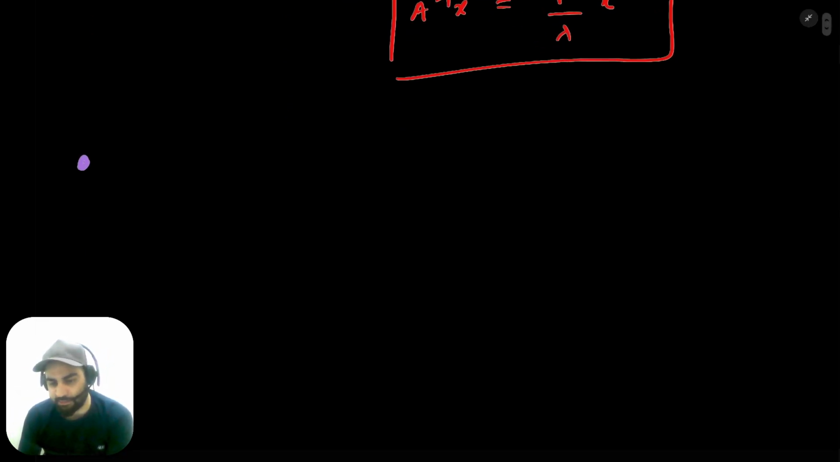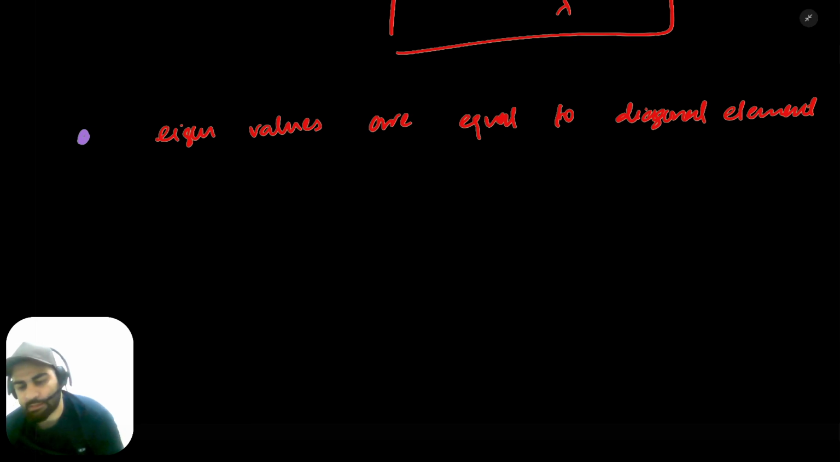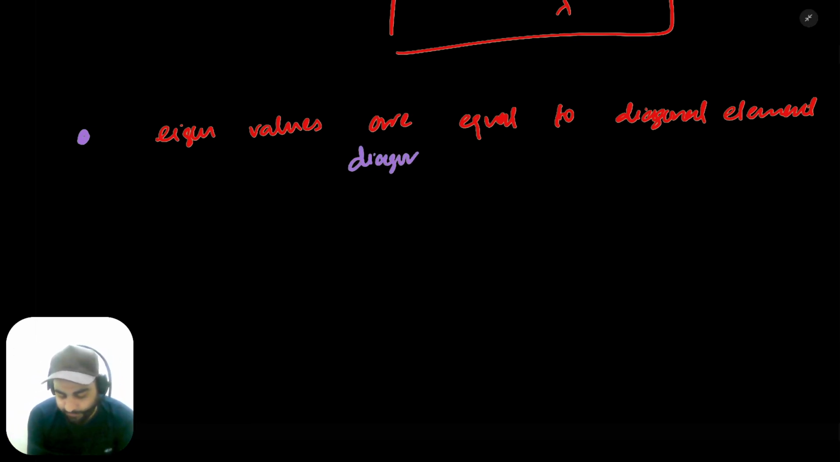Then one more property that I think we mentioned is that if we have a diagonal matrix or a triangular matrix, for those the eigenvalues are equal to the diagonal elements. This is for the special matrices, that is diagonal matrices and triangular matrices.